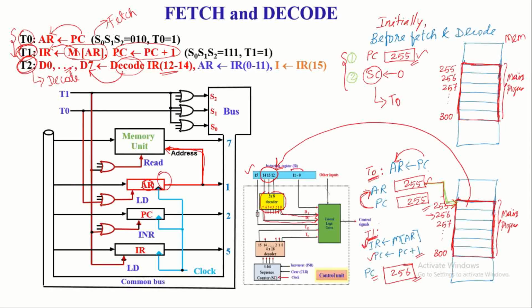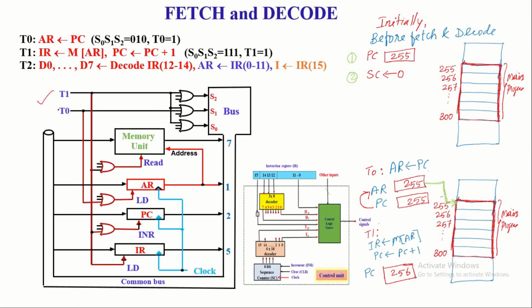And bits 0 to 11 of the instruction register are transferred to the address register, whereas the 15th bit of the instruction register is transferred to the I flip-flop. So these are the three micro operations that need to be performed during the timing signal T2.